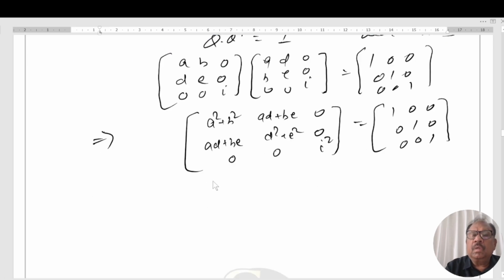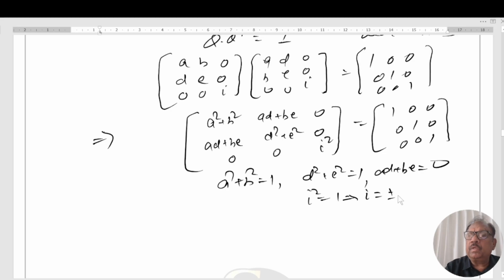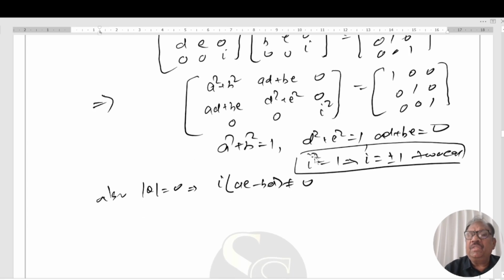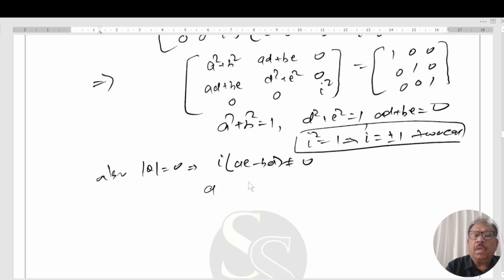Now, comparing, A squared plus B squared equals 1, D squared plus E squared equals 1, AD plus BE equals 0, and I squared equals 1, that is I equals plus or minus 1. So there are 2 cases. Also the determinant of Q should not be equal to 0, that is I times (AE minus BD) should not be equal to 0. Satisfying these conditions, we take A, B, D, E.